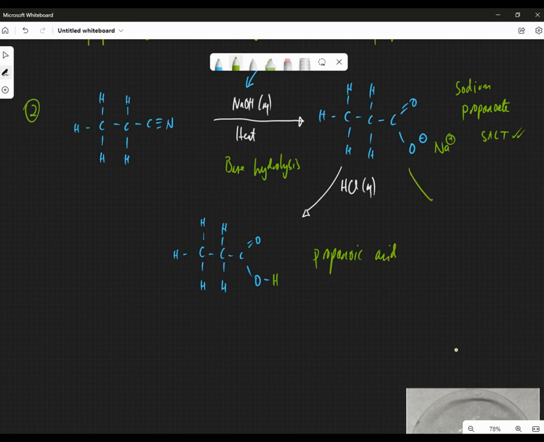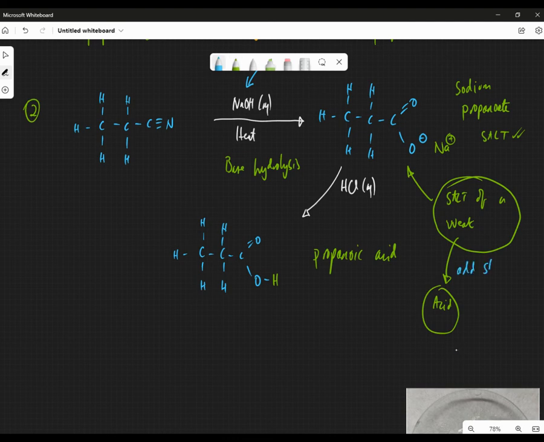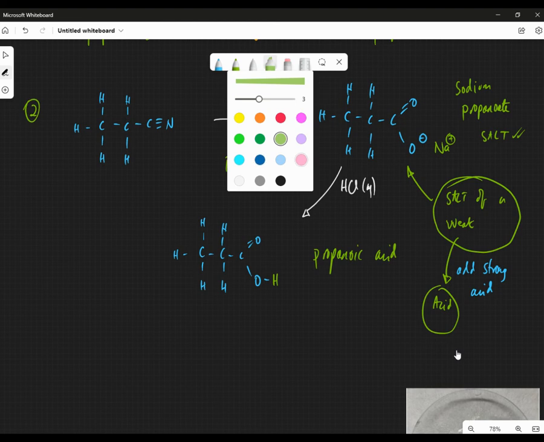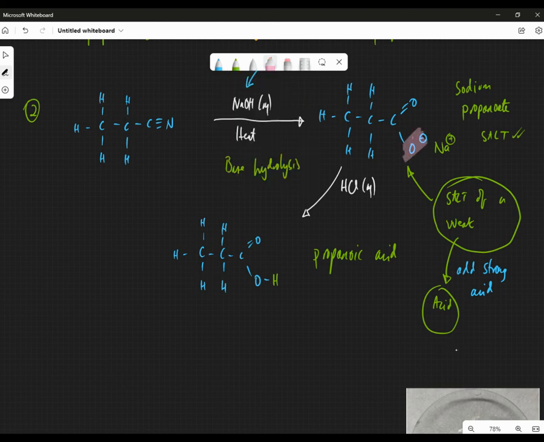If you ever have the salt of a weak acid, to convert the salt of a weak acid back to the acid, all we have to do is add a strong acid. Okay, and what happens is, that gets reprotonated. In other words, a proton jumps on it from the strong acid, and you regenerate your carboxylic acid.